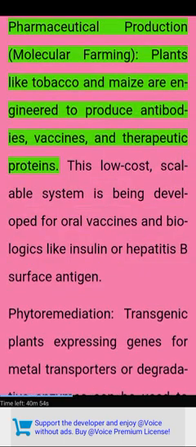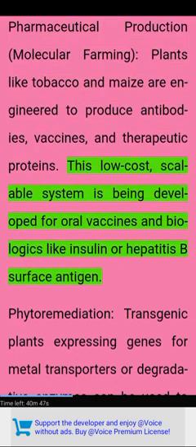Pharmaceutical production, molecular farming. Plants like tobacco and maize are engineered to produce antibodies, vaccines, and therapeutic proteins. This low-cost, scalable system is being developed for oral vaccines and biologics like insulin or hepatitis B surface antigen.